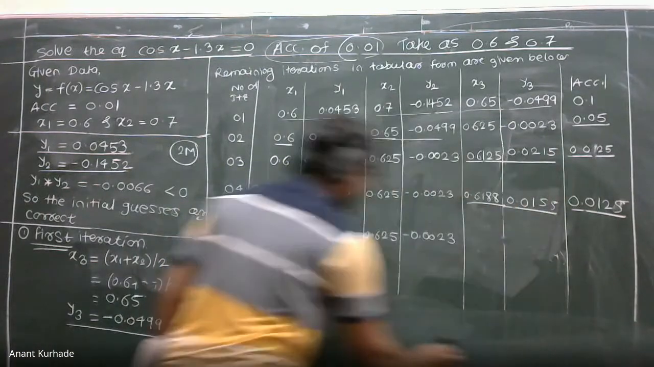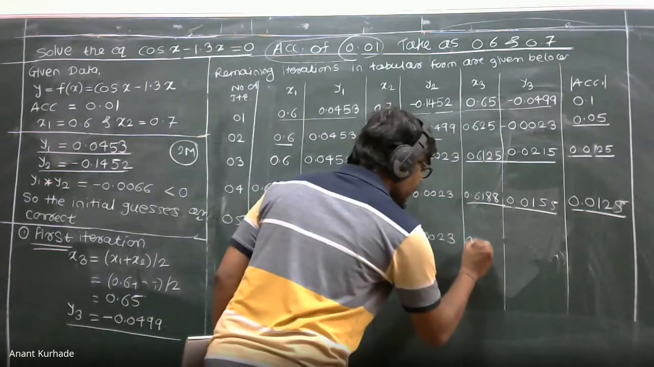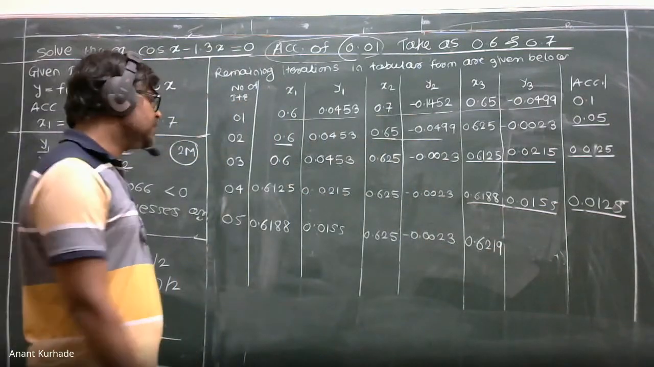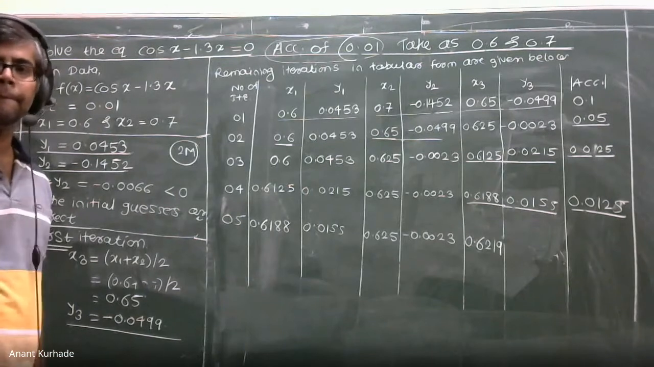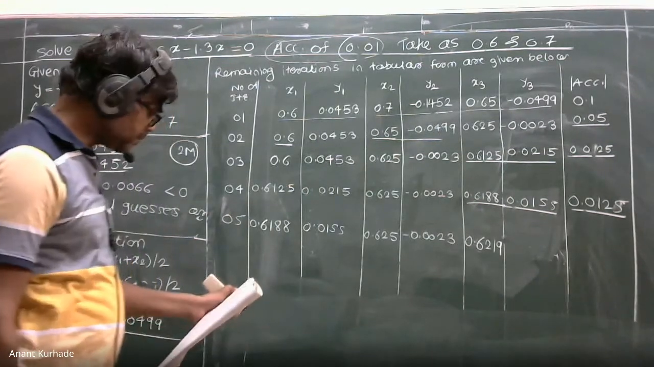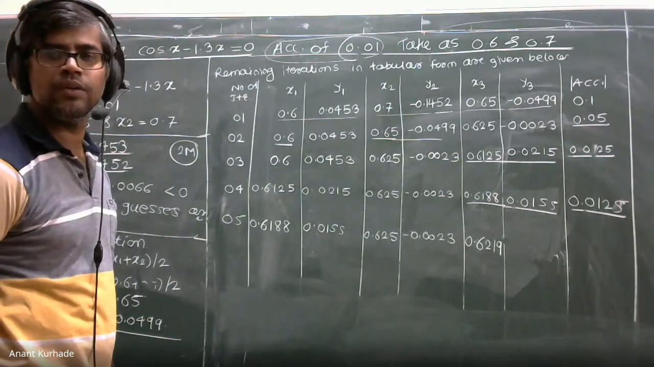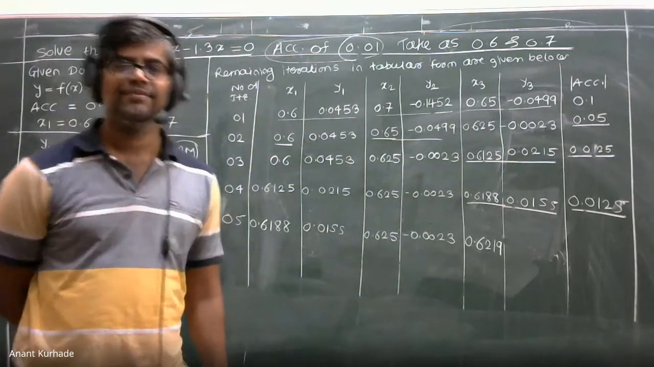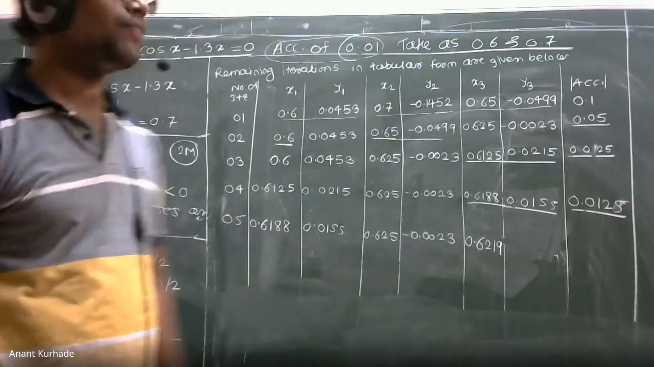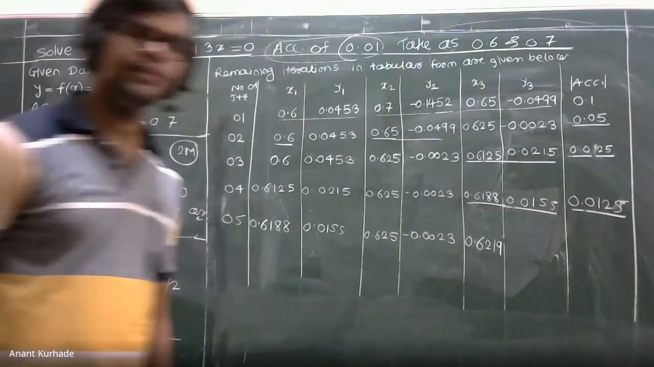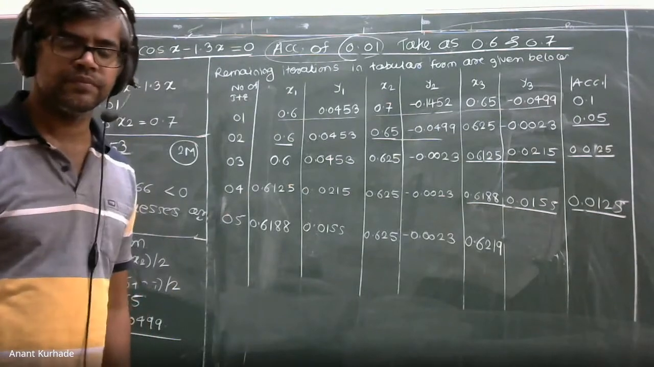What is x3? 0.6219. What is y3? Very simple. y3 is f of x3, which is cos x minus 1.3x. What is y3? 0.066.